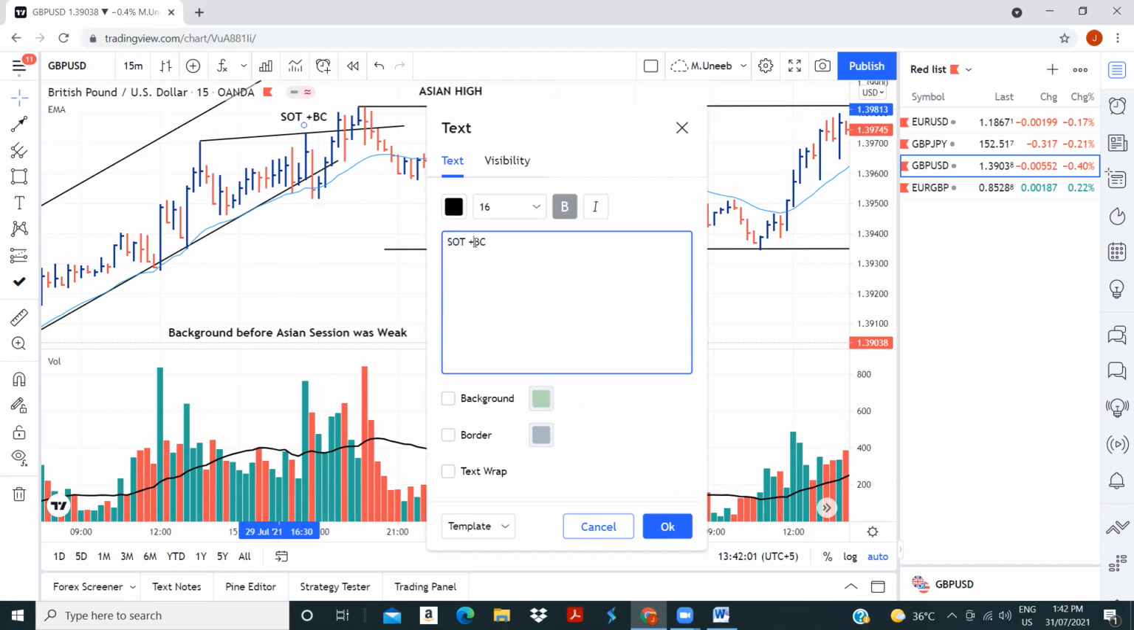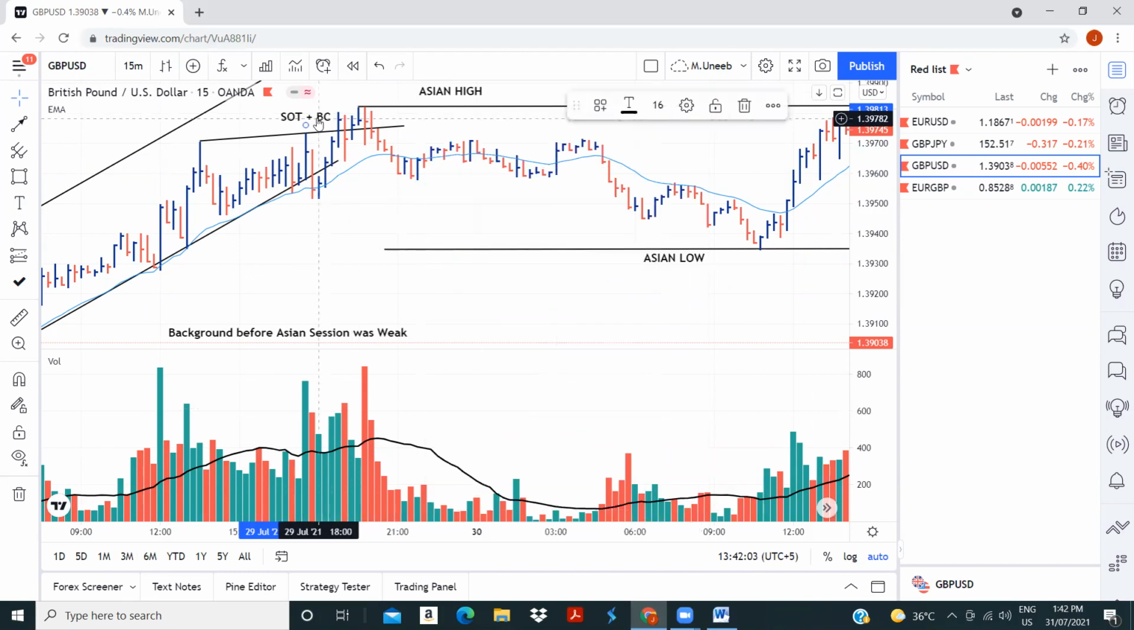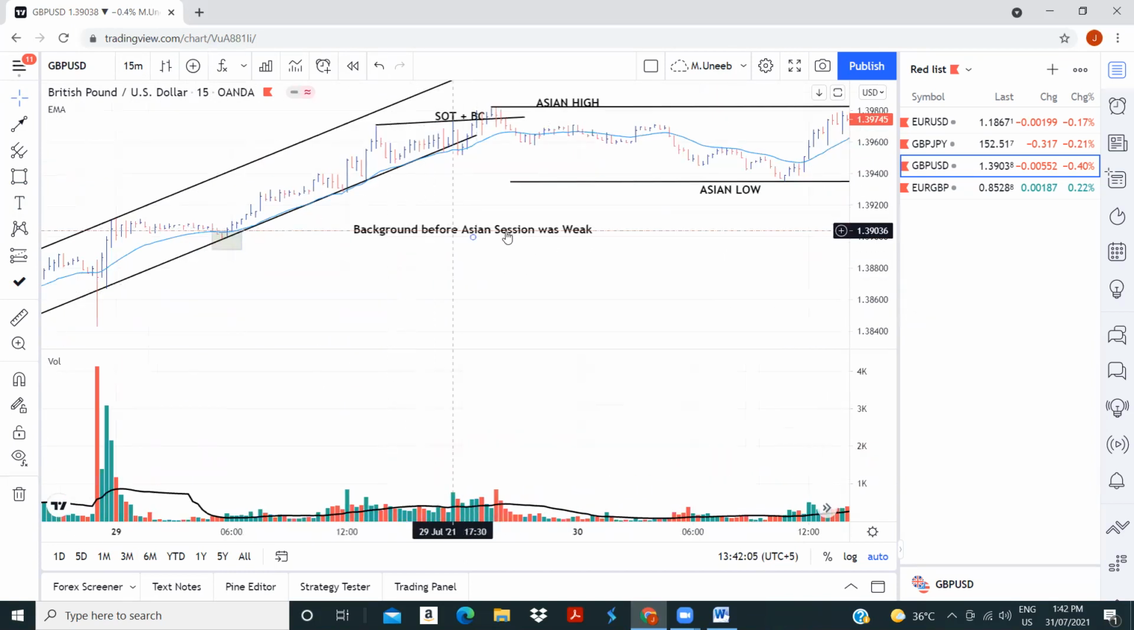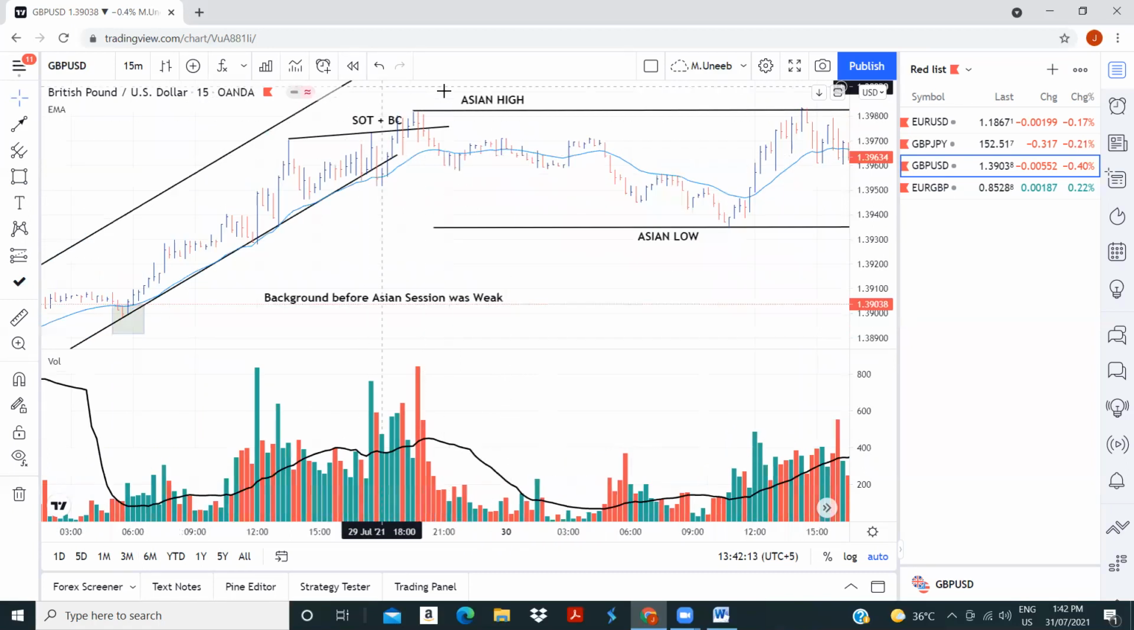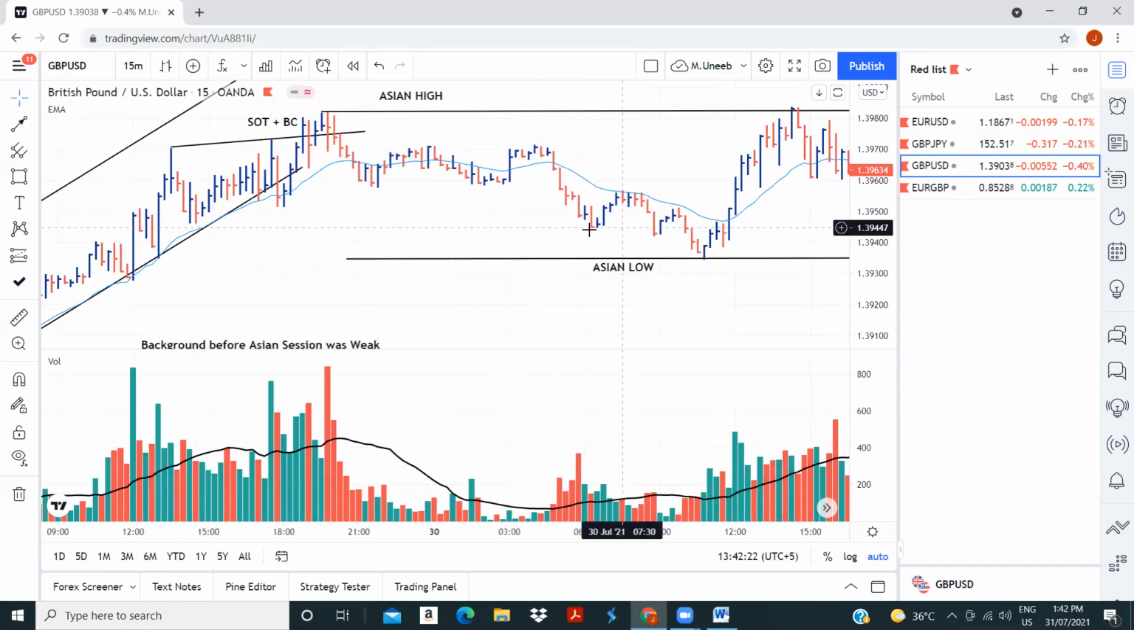So you know now our background is established. Our background is weak. Now we know the background is weak, we have to go short. So our initial thought is short now. Now what do we see here? We have the Asian low. Now we have established the structure.